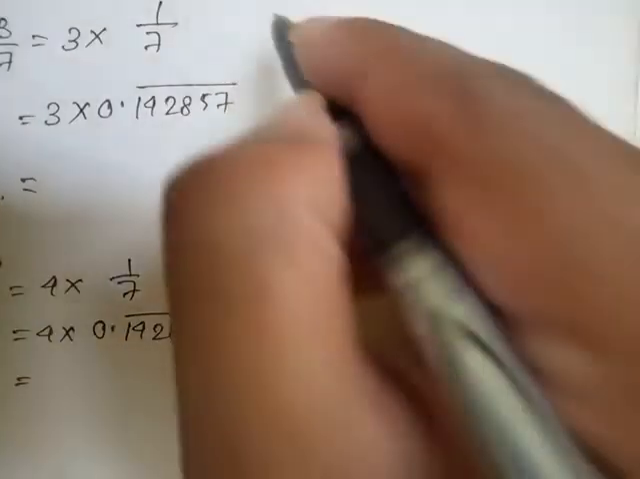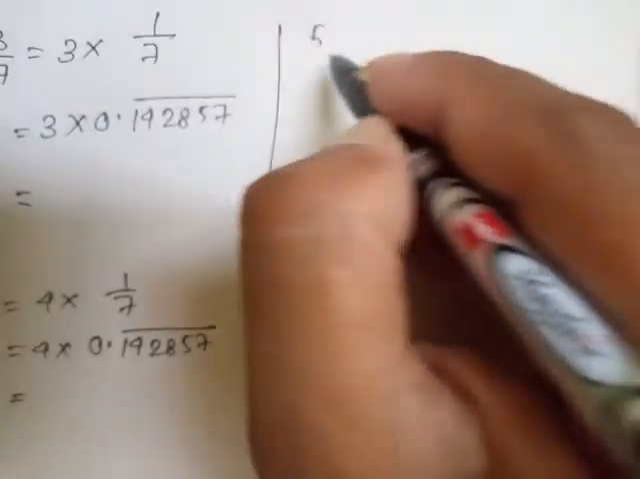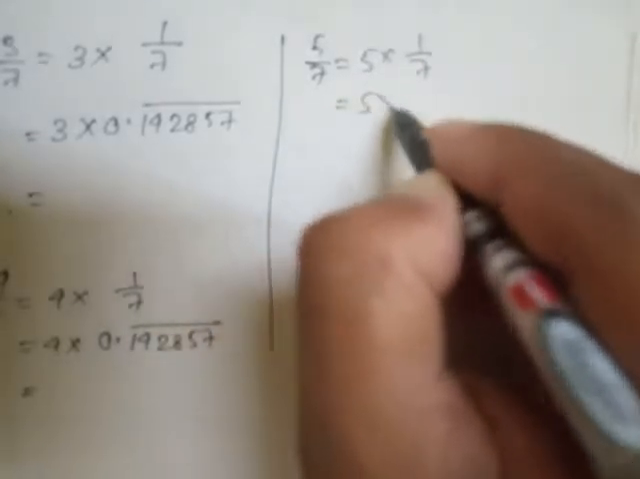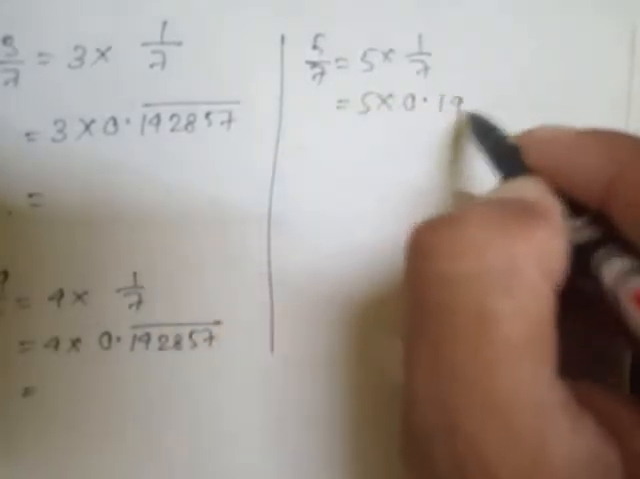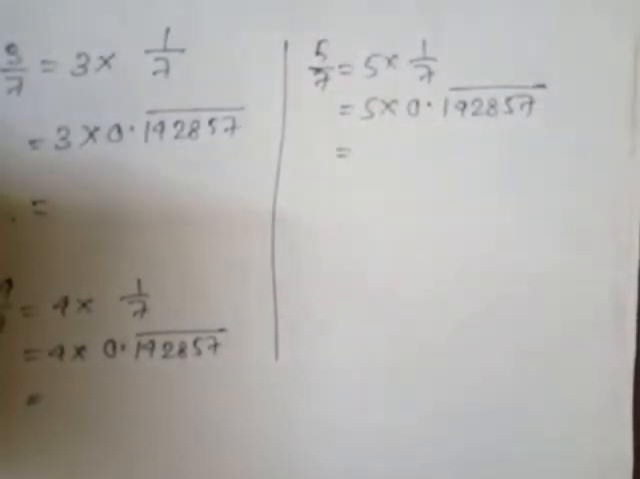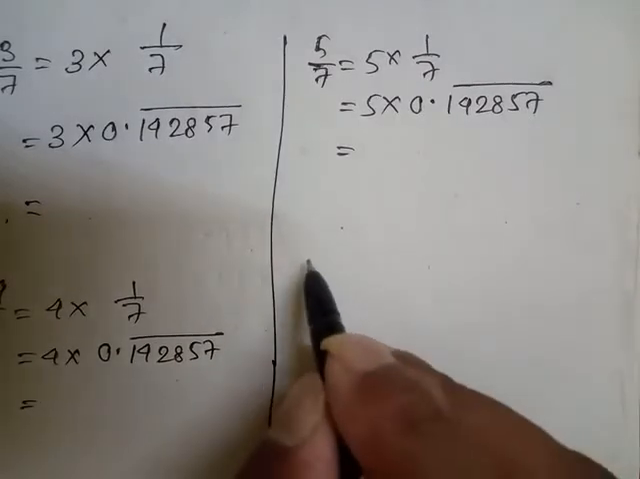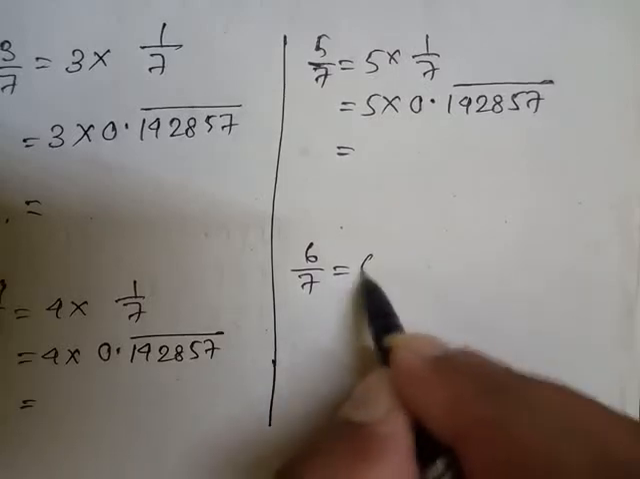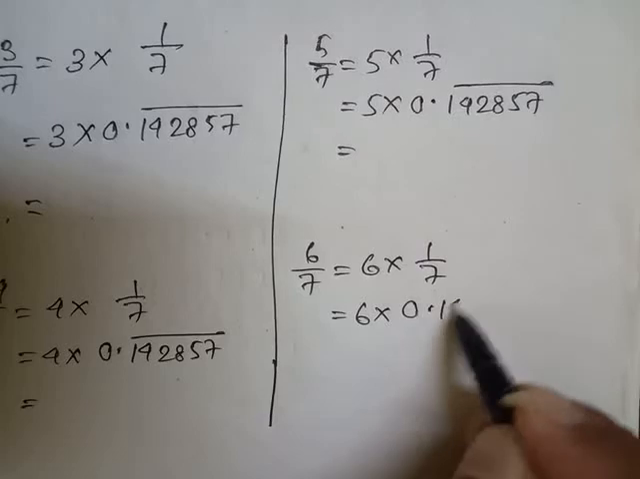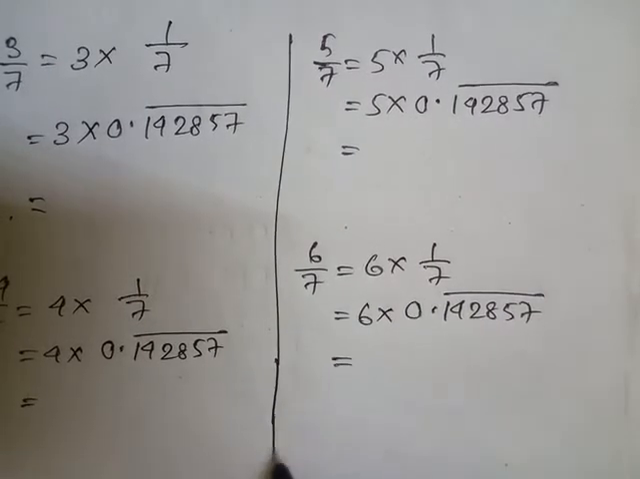Now just after that, look here, next one is 5 by 7. 5 by 7 means 5 into 1 by 7. So 5 into 0.142857 bar. Now the next part after that would be 6 by 7. 6 by 7, so 6 into 1 by 7, which means 6 into 0.142857 bar. Now we'll write the answer to that.